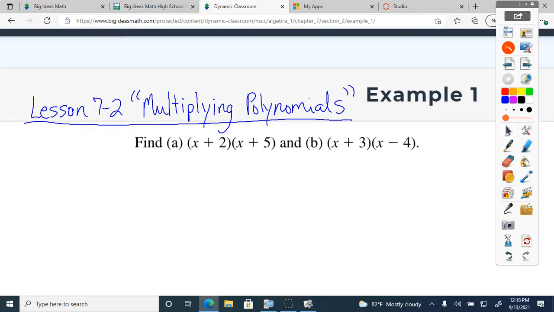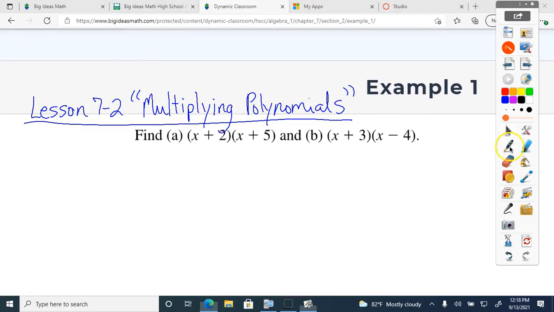Oops, I guess it helps if I click on the pencil. There we go.